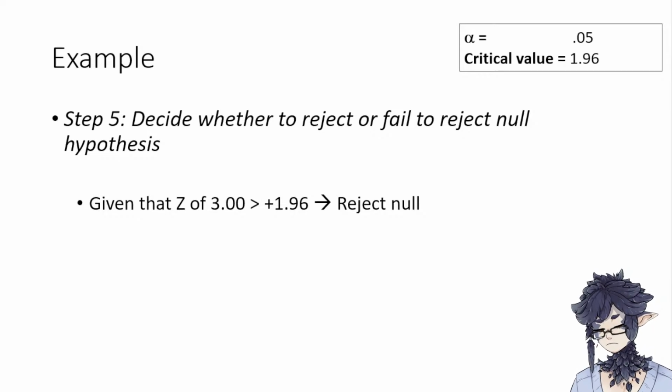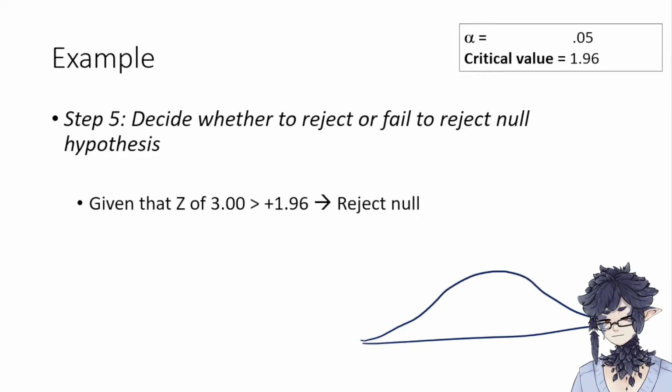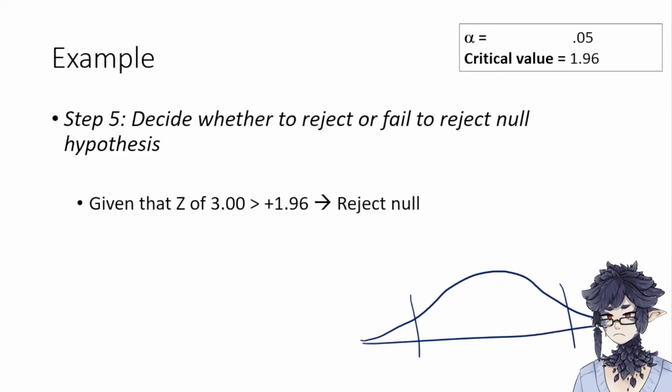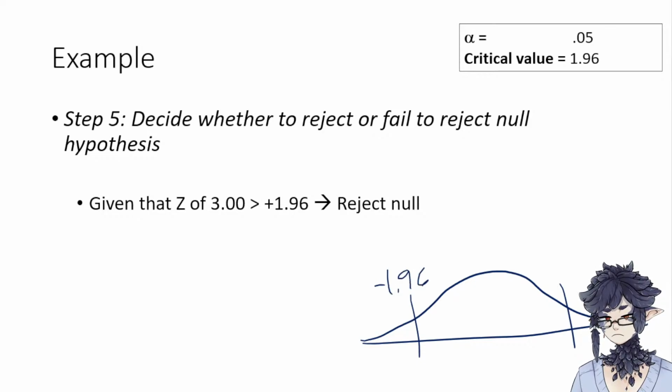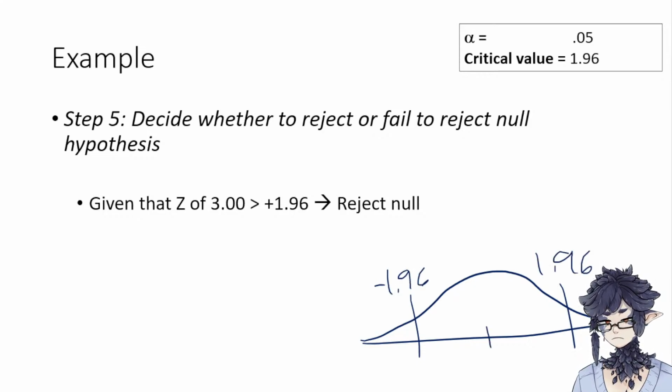Okay, right, okay. So the distribution looks like this. Our cutoff is plus or minus 1.96. There's 0.